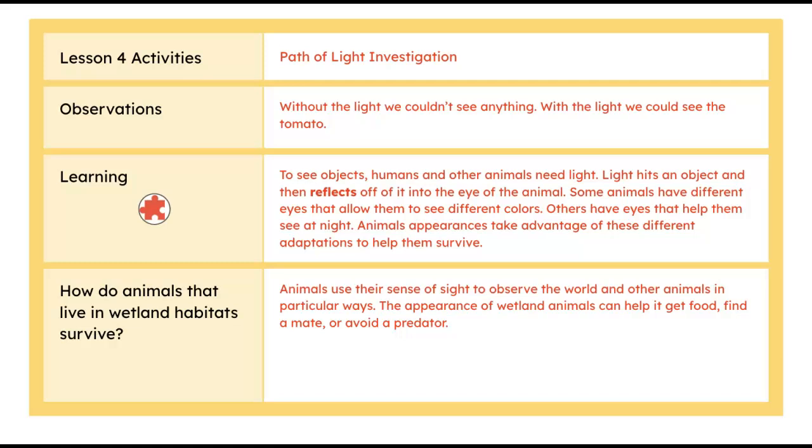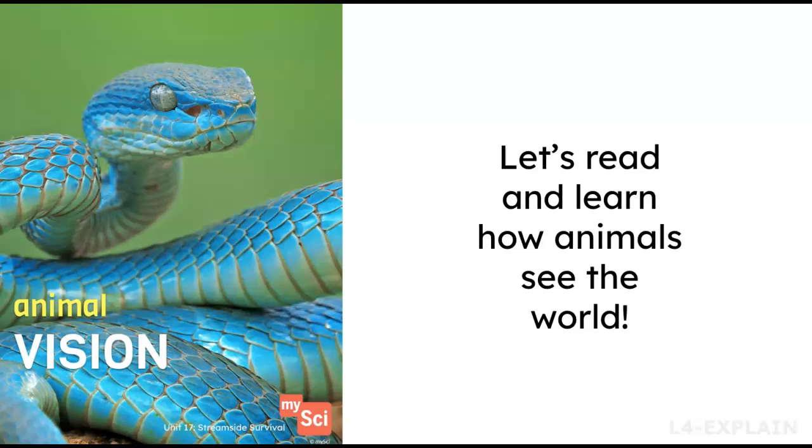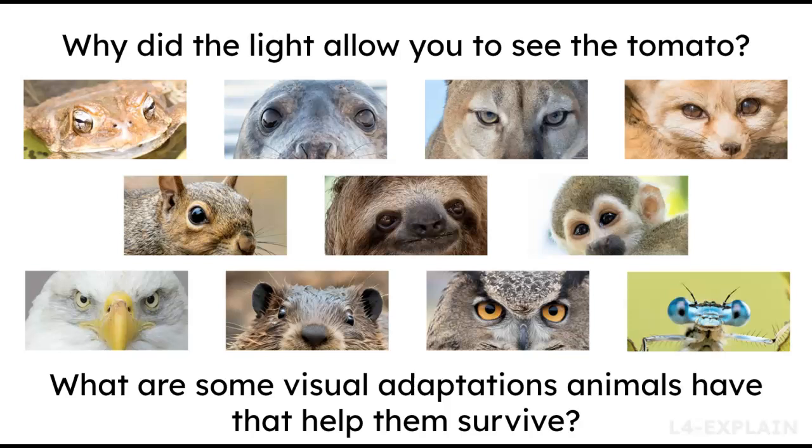By the end of the discussion, students should understand that animals use their sense of sight to observe the world and other animals in particular ways. The appearance of wetland animals can help it get food, find a mate, or avoid a predator. During the discussion, you can post and discuss the Reflect vocabulary card. You'll then have students read Animal Vision and continue the summary chart discussion.